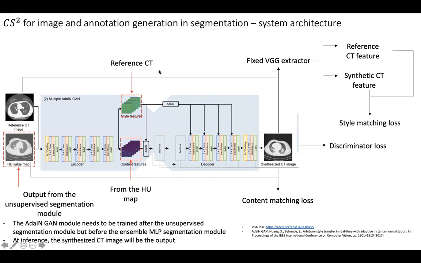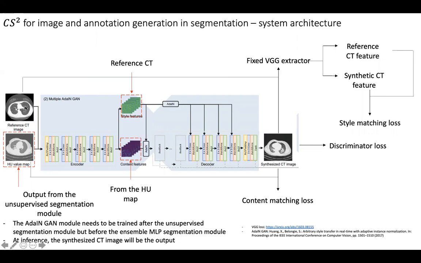So the next part is about this synthesized image generation. To generate this image, we need another reference CT image. For these two images, the reference CT image can give us the style information of this CT image, and this HQ map can give us the content information about the image we want to generate. When we combine these two, we get the final image. So here is how it works.